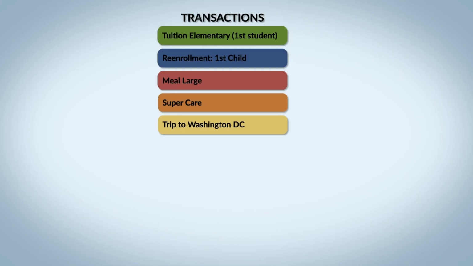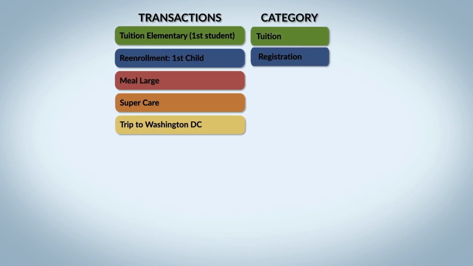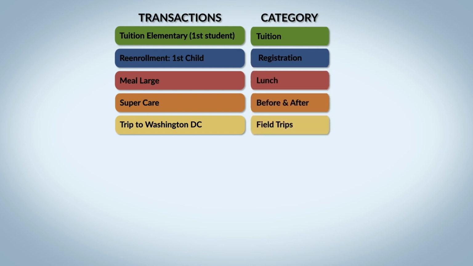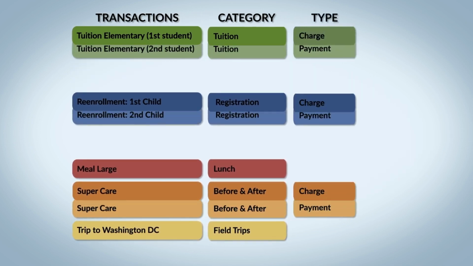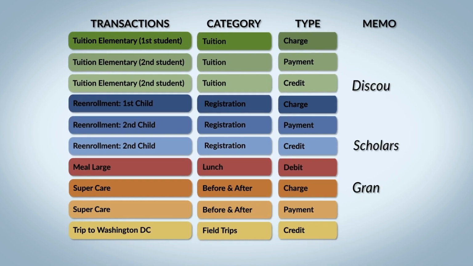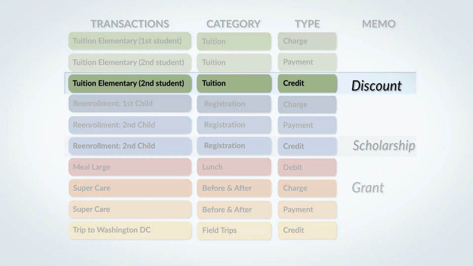Gradelink's financial tools allow you to group transactions into customizable billing categories, such as tuition, registration, lunch, before and after care, field trips, or anything else that you can possibly come up with. Transactions can also be divided into types, including charges, payments, and credit or debit memos, which would allow you to account for things like discounts, scholarships, and grants.